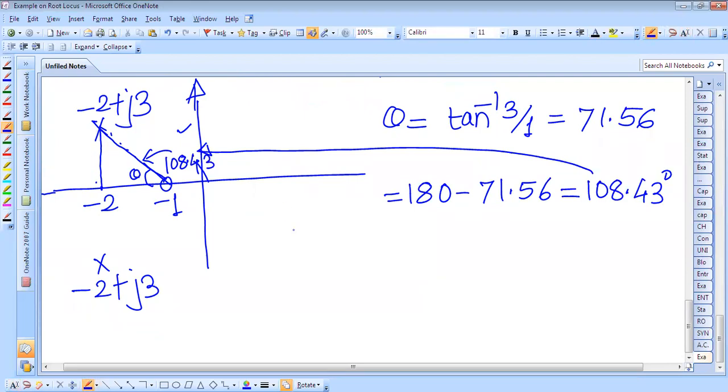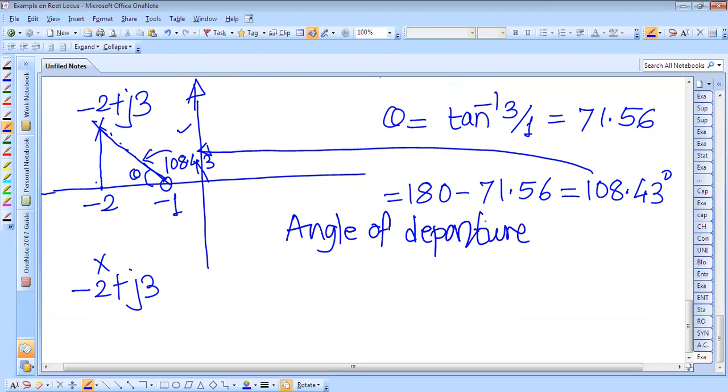So angle of departure, phi p is equal to 180 degree plus phi. And this phi we have to find. Phi is the net angle contribution from this point by all the open loop poles and zeros.